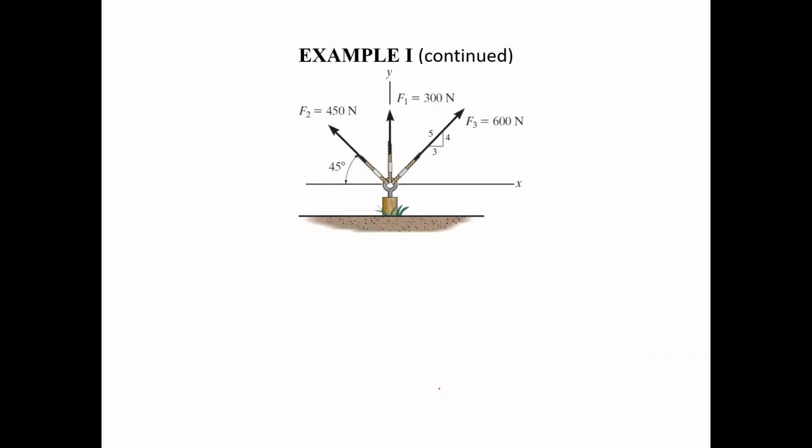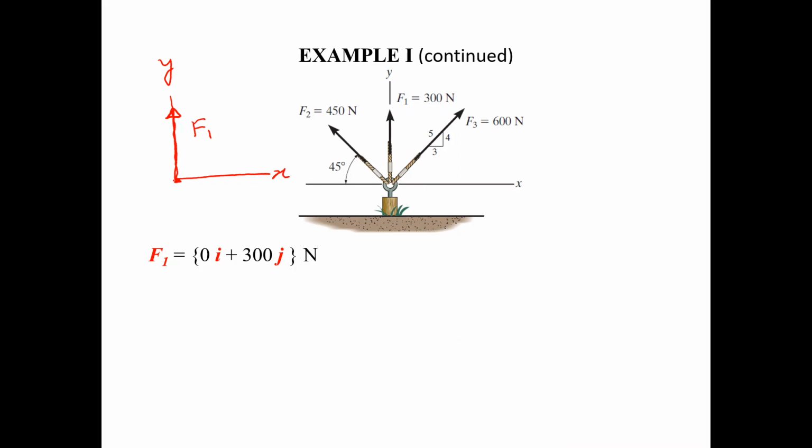Now, this is the same system which was given. Now, let's talk about them one by one. Okay. So let's say this is your X, this is your Y. Now, F1 is along the Y-axis, right? So this is the origin. Okay.